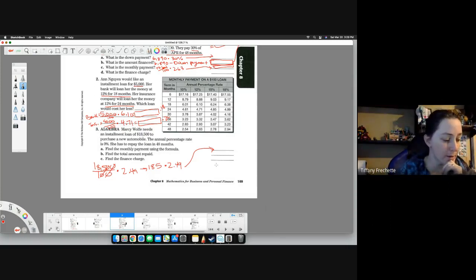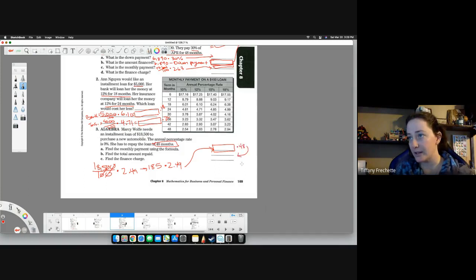So find the total amount repaid. So if we know her monthly payments, and we know she's going to be paying that for 48 months, we're going to multiply by 48, and that'll tell us the amount repaid in the second column here for part B. And then for the finance charge, we're going to take this total repayment amount. Ooh, that's a very ugly rectangle there. But we're going to subtract how much she originally took, which was 18,500. That'll tell us how much her finance charge was.